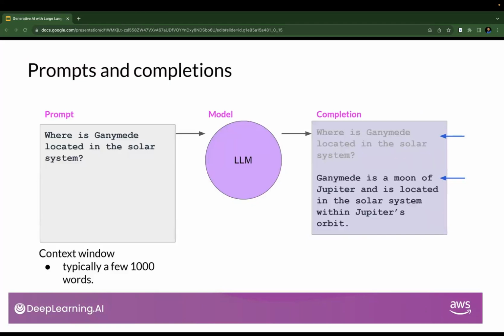We will see more use cases of LLMs, but essentially they are machine learning models built of neural networks. The input which we provide to the LLM is called the prompt. The output which is generated from the LLM is called the completion. And the size of the input is called the context window, which can typically allow a few thousand words. In this case, we are asking a question to the LLM and we are getting an answer in the response, or the completion.